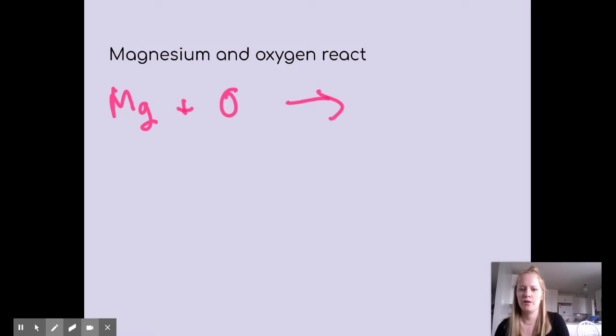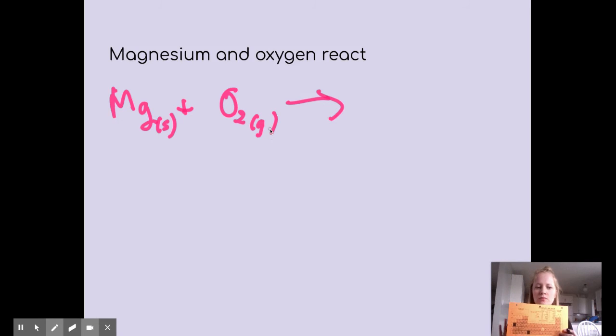Nope, we're not good. Okay, magnesium needs a state. It's an element, so therefore it's a solid. I check my state of my elements by looking at my periodic table. What state is it in at room temperature? Oxygen cannot just be O, it has to be O2, and it is a gas.